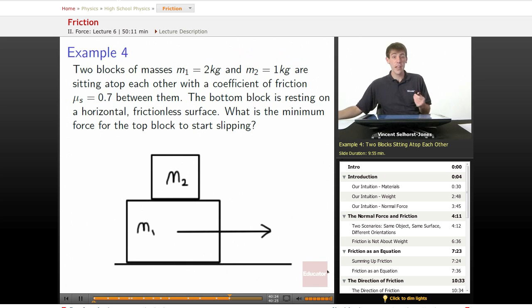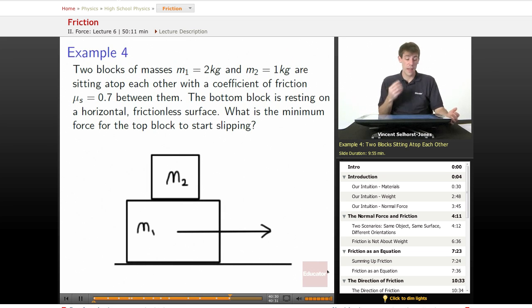So we'll start off thinking about the problem and then actually approaching it, which is a great way to approach your problems in general. Think about it, then approach it, then actually do the math. So we've got two blocks of masses m1 equals 2 kilograms and m2 equals 1 kilogram. They're sitting atop each other, and they have a coefficient of friction, mu static, equals 0.7 between them. The bottom block is resting on a horizontal, frictionless surface. What's the minimum force to keep the top block from slipping?